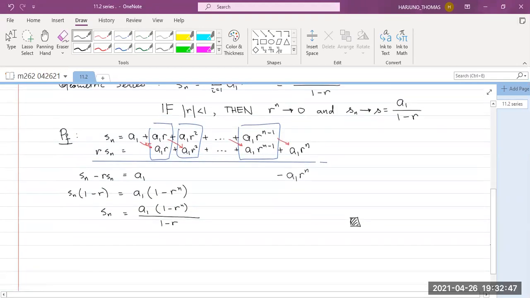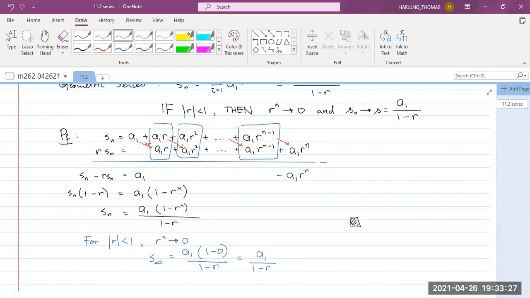Now, of course, if you want to continue the second part of that proof, then we say that for magnitude of r less than 1, r to the n converges to 0, such that S infinity will be a sub 1 times 1 minus 0 over 1 minus r, right? So the infinite sum will be the first term over 1 minus the ratio. But this is only true if the magnitude of the common ratio is less than 1.